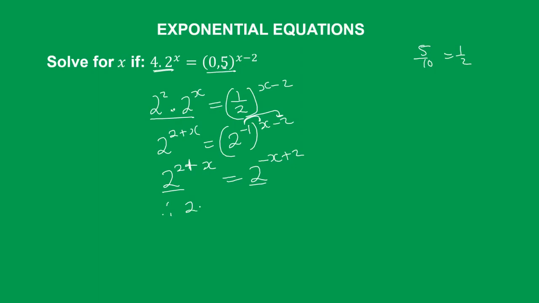Therefore, 2 plus x is equal to negative x plus 2. Bring the x this side, becomes 2x is equal to 2 minus 2, which is 0. Therefore, x is equal to 0.